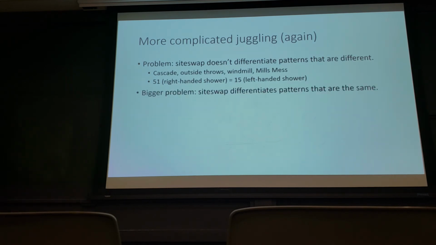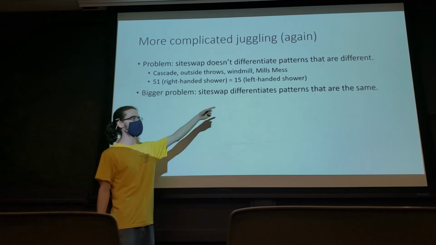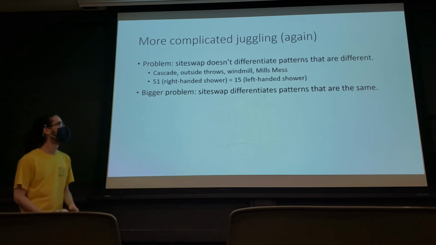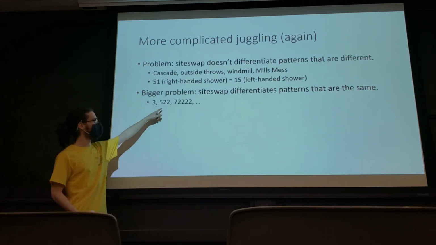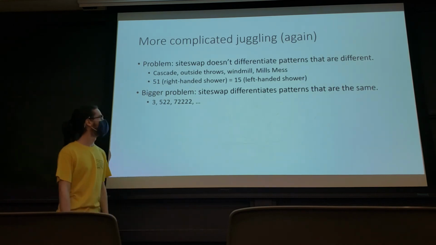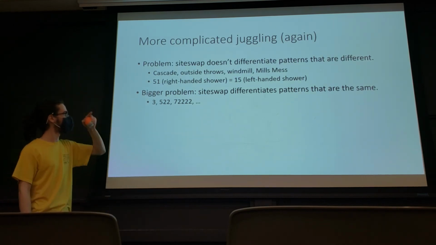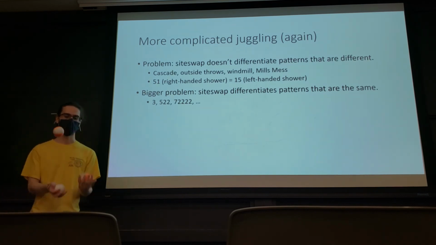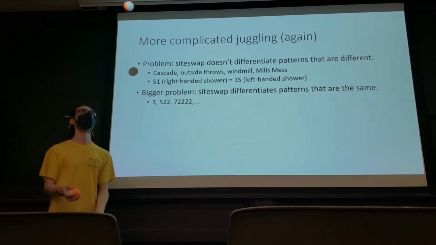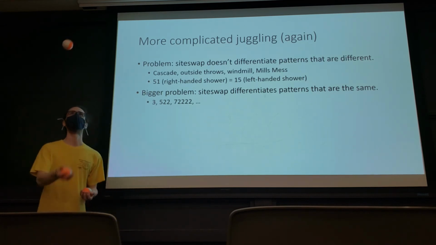And in my mind, the bigger problem is that siteswap does differentiate patterns which are actually the same. So here's an example. So 3, 5, 2, 2, and 7, 2, 2, 2, 7, 2, 2, 2, 2. These are all really the same pattern. So here's what 3, 3, 3, 3, 3 looks like, and then 5, 2, 2, 5, 2, 2, 5, 2, 2, 5, 2, 2, 5, 2, 2.